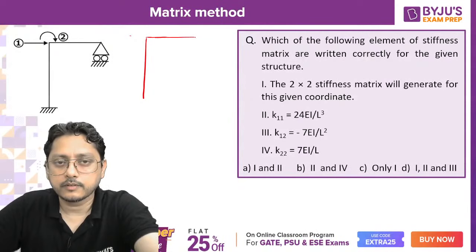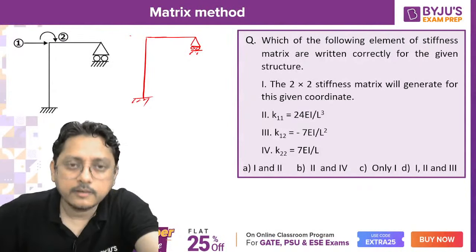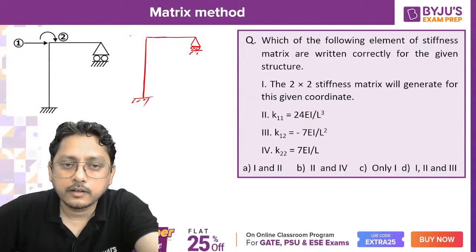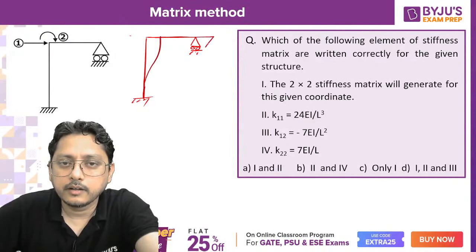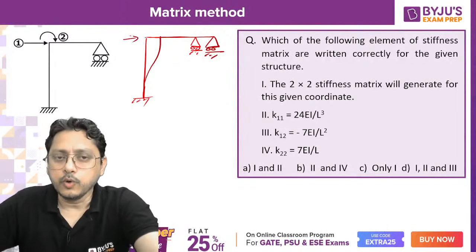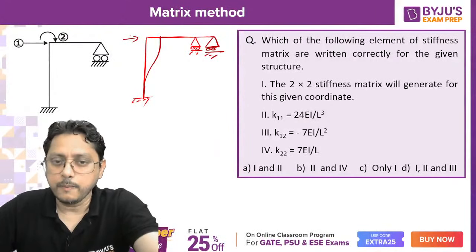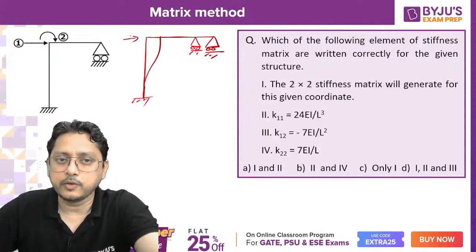Suppose this was the B. Provide the unit displacement in the coordinate direction 1, and this is the deflected shape of the frame, right? So you are restraining the rotation, which is the other coordinate, coordinate direction 2, and simply providing the unit displacement in the coordinate direction 1.